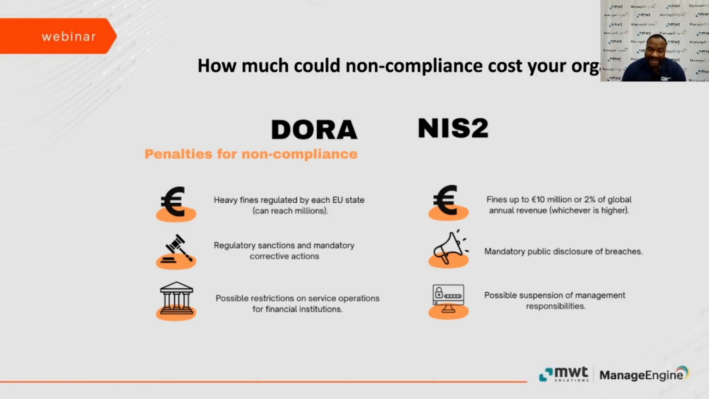And this is where we will jump now and talk more about the challenges of not meeting DORA compliance and NIS2. Well, for the NIS2, for the non-compliant organization, they have to pay a fine of up to 10 million euros or 2% of their global annual revenue. And it's mandatory public disclosure of their security breach. And also, they might be suspended from certain management responsibility. And these penalties ensure that organizations take security very, very seriously.